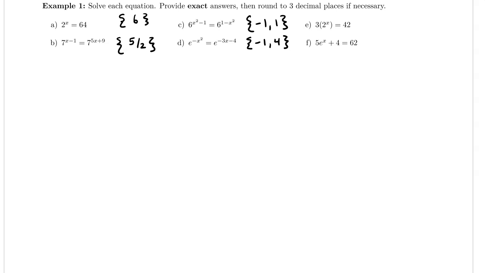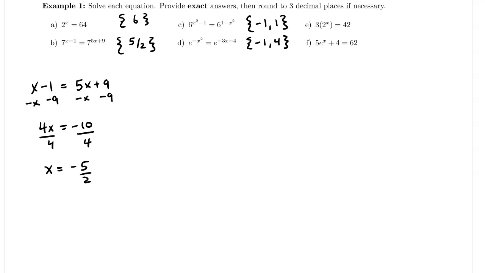All right, I think I made a small error in part B. Let's go back. I'm going to subtract x from both sides, and I'm going to subtract 9 from both sides. So that's going to give us 4x equals -10. And then if we divide both sides by 4, we get x equals -5/2. So my apologies, let's go back and fix that.